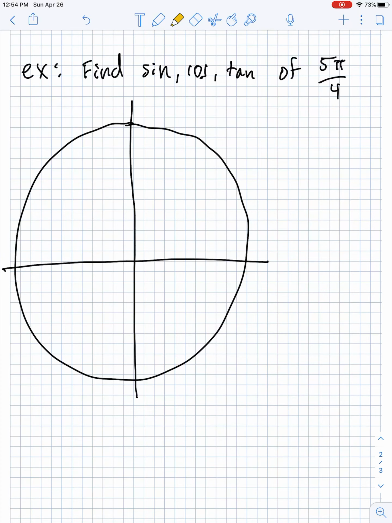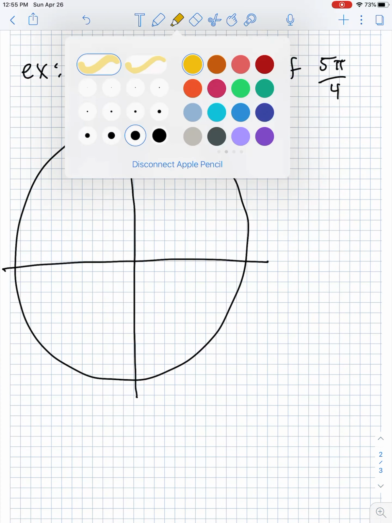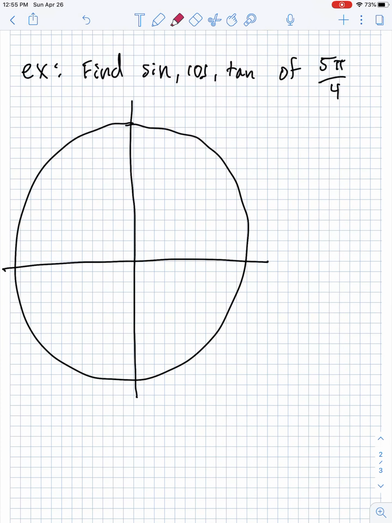All you need to know is that pi over 4 is 45 degrees. So if I count by 45 degrees, that means right here, this is pi over 4, this is 2 pi over 4, this is 3 pi over 4, this is 4 pi over 4, and this right here is 5 pi over 4. So that was me counting by pi over 4s, which means this spot here is 5 pi over 4.